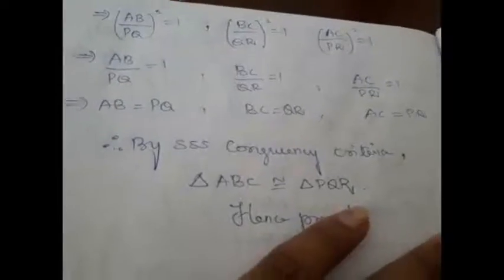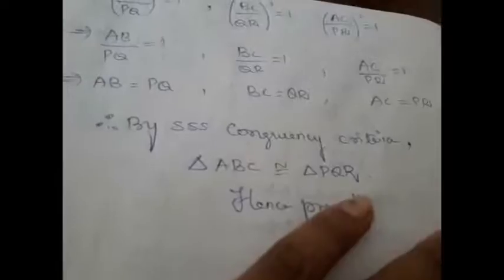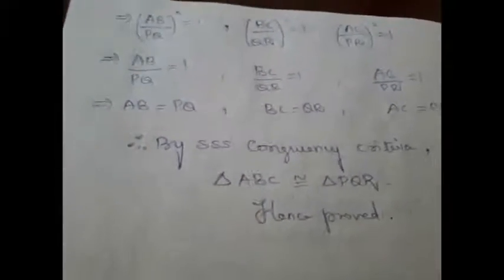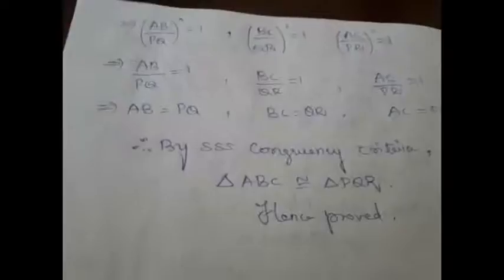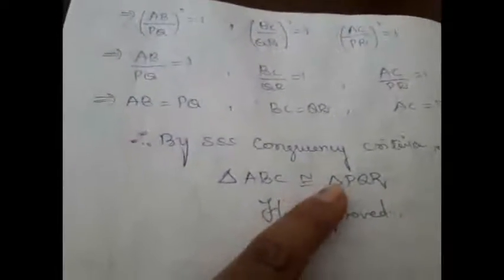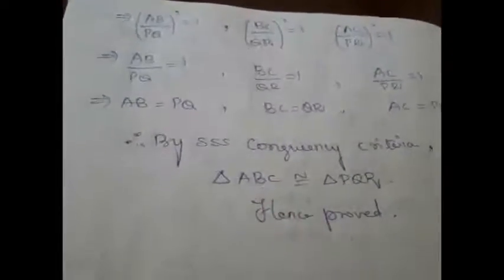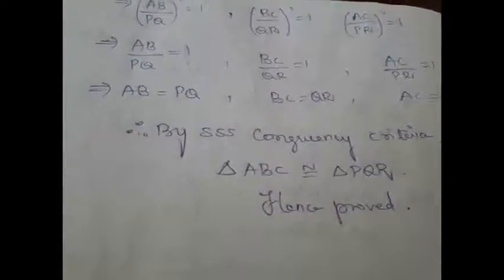We have various congruency criteria, right? In that we have the SSS congruency criteria also. We have learnt it in class 9. Therefore by the SSS congruency criteria, the two triangles have become congruent. Don't confuse yourself with similarity and congruency. Even the symbols here, if you put only that tilde symbol, it will become similarity only. So for congruency, you have to put two lines below it. Therefore the two triangles have become congruent, and hence we proved.